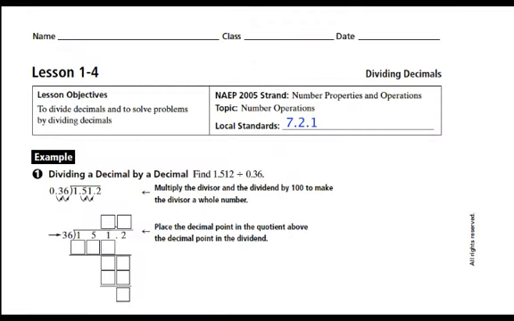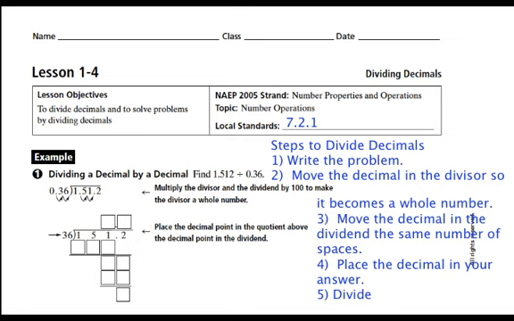Today's lesson is dividing decimals. Our Indiana academic standard is 7.2.1. We're going to be dividing decimals. There are 5 steps to dividing decimals. Step 1 is to write the problem down. Make sure you put the divisor outside and the dividend inside.